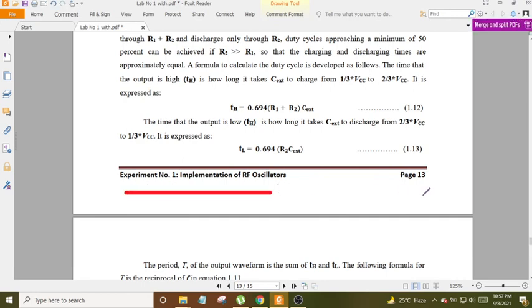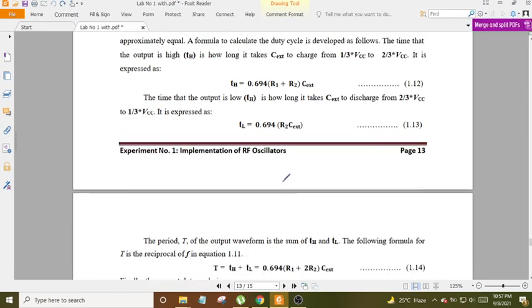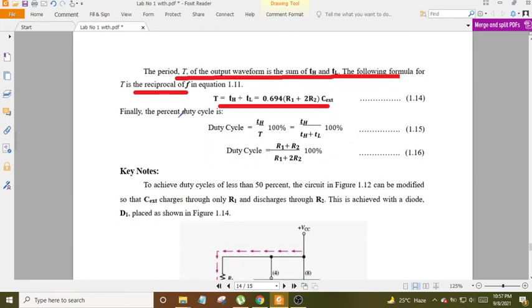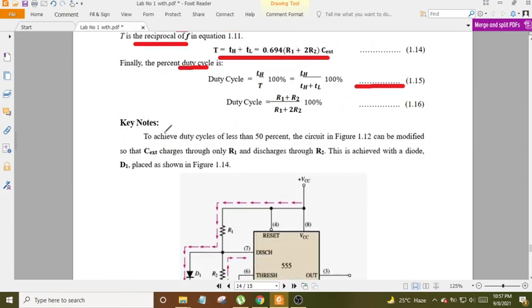Experiment 1, implementation of RF oscillators, page 13. The period T of the output wave is the sum of t_H and t_L, and the frequency is the reciprocal of T, as in equation 1.11, equation 1.14. T equals t_H plus t_L, equation 1.12. Finally, the percent duty cycle is, equation 1.15, duty cycle equals 100% times t_H over t_H plus t_L. Equation 1.16.